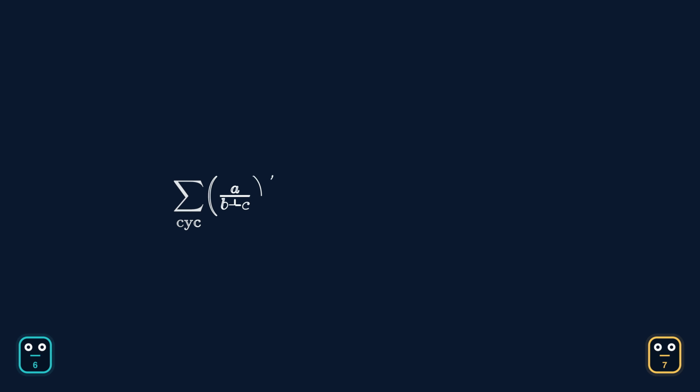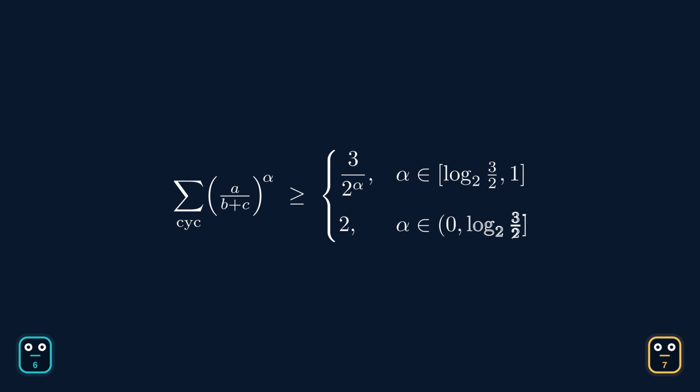And if we stitch both cases together, there it is, clean. Above the threshold, the symmetric value, below it, a flat 2. And plug in alpha equals 1, Nesbitt's 3/2 just falls right out. It was the tip of the iceberg all along.